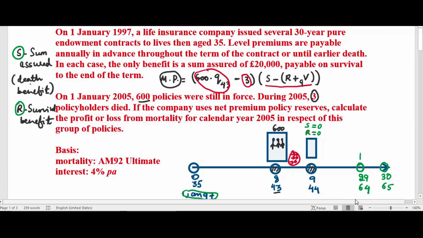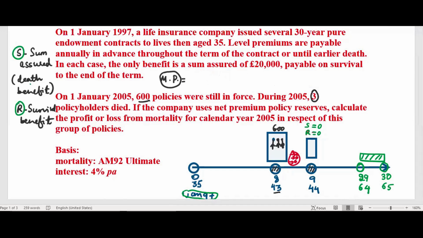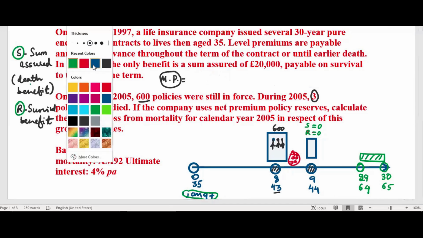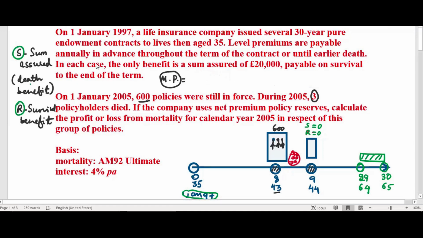So now I want you to find mortality profit here. Okay, who can do this? And what data do you need here if you want to find mortality profit during the last year? So I need to change a bit, right? So let's change the question a bit. We'll change this one. 600 policies were still in force. Okay, this one I have to write. 1997 to 30 years. That means it will go up to 1 January, right? So 1 January 2027, okay, to 2028.